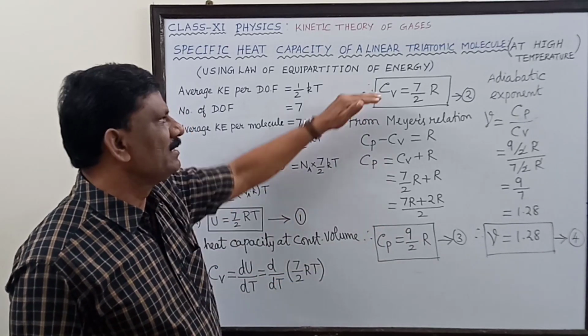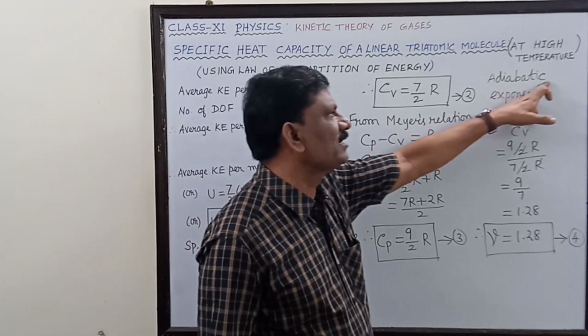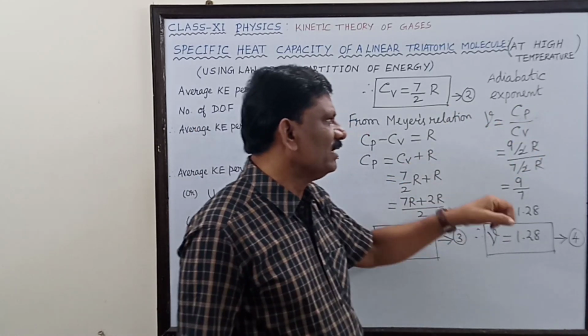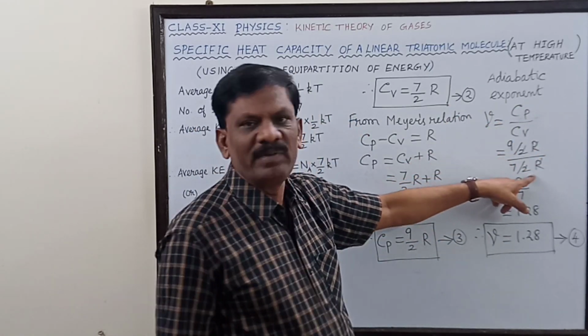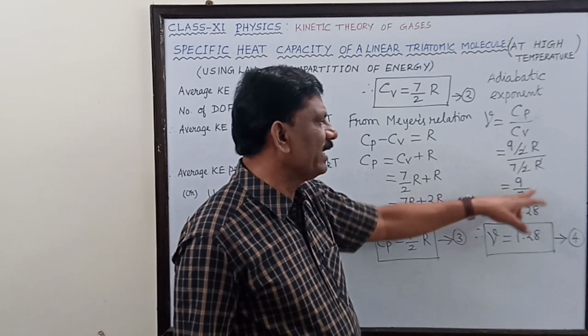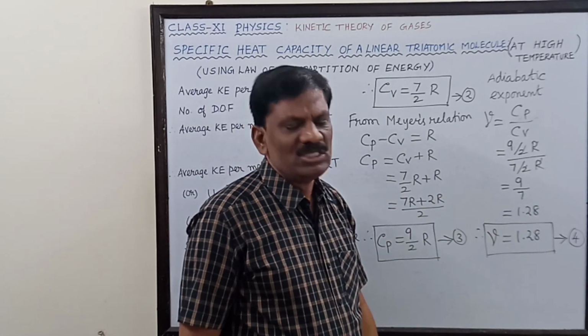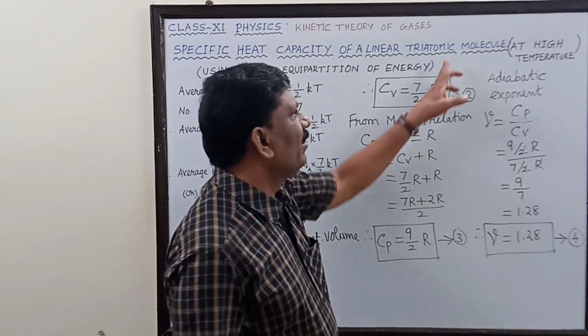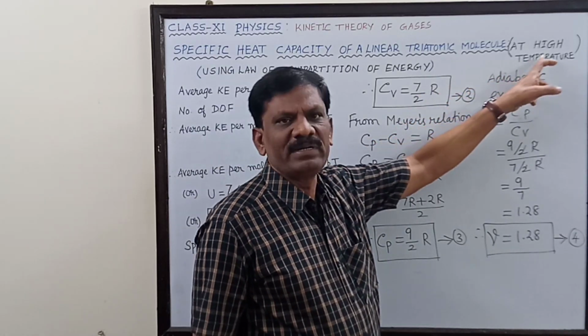So from Cp and Cv, how do we determine the adiabatic exponent gamma? It is the ratio of Cp and Cv. So it is 9/2 R divided by 7/2 R, which is equal to 9/7, equal to 1.28.